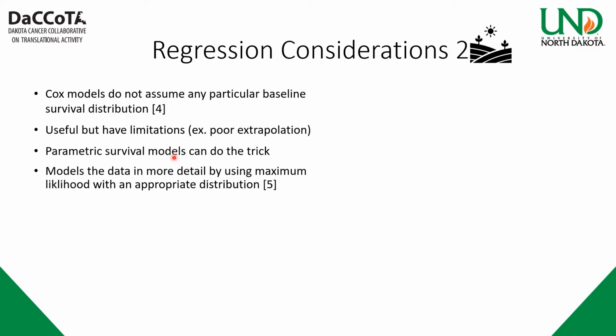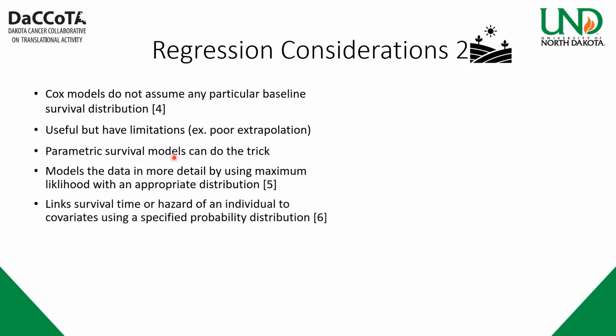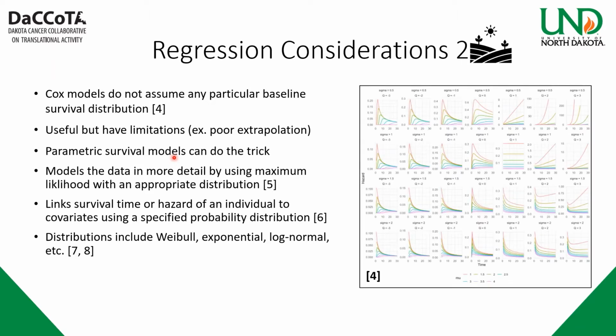So parametric models model the data in more detail. They use a maximum likelihood approach with an appropriate distribution. So you have to supply a distribution and then make sure that distribution fits pretty well. Another way of saying it is they link survival time or hazard of an individual to covariates. Again, because this is the Cox regression style thing where there are multiple covariates, it uses a specified probability distribution. Some very common distributions in survival analysis are the Weibull, exponential, and log normal, though there are many more.